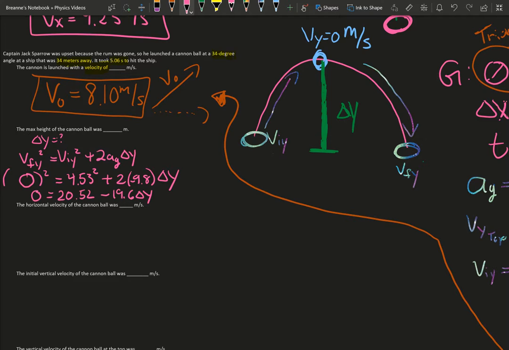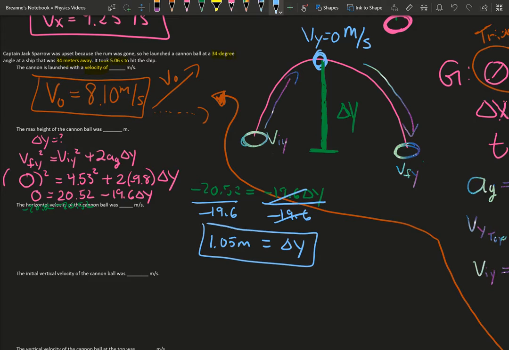But now when you bring that 20.52 over, the negative 20.52 equals a negative 19.6 delta y. And then when you need this delta y by itself, it's being multiplied. The opposite of multiply is divide. And what you do to one side, you got to do to the other. So you just divide that, and you get that your delta y equals 1.05 meters. So that is your delta y.